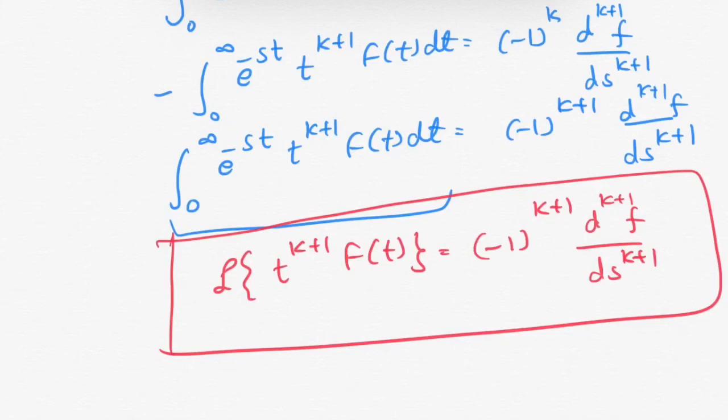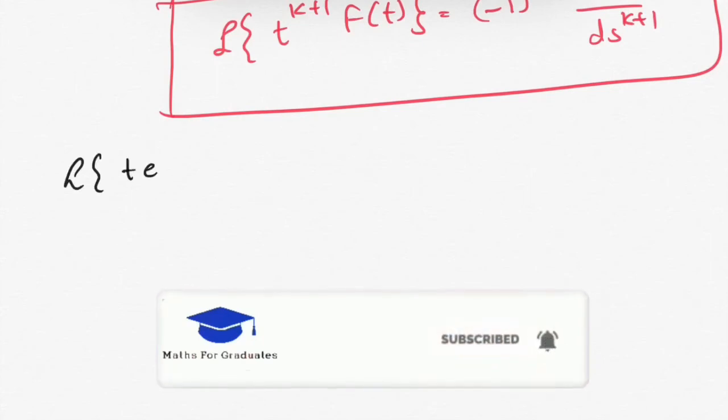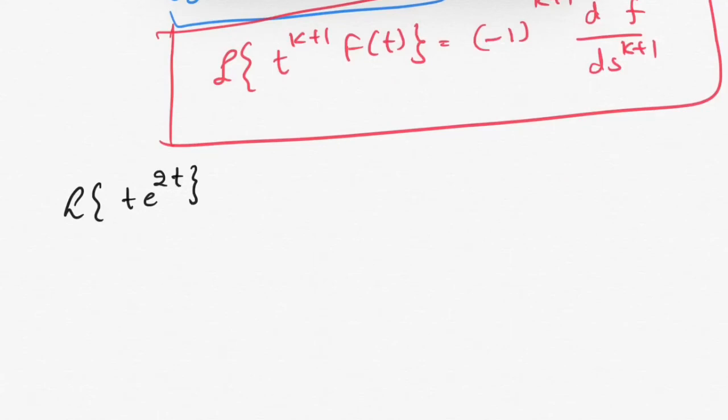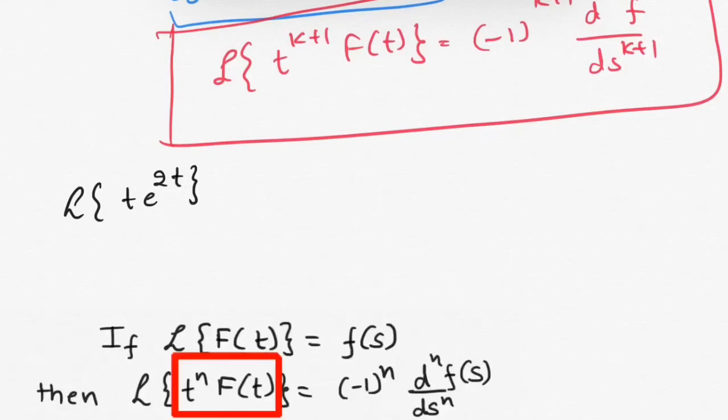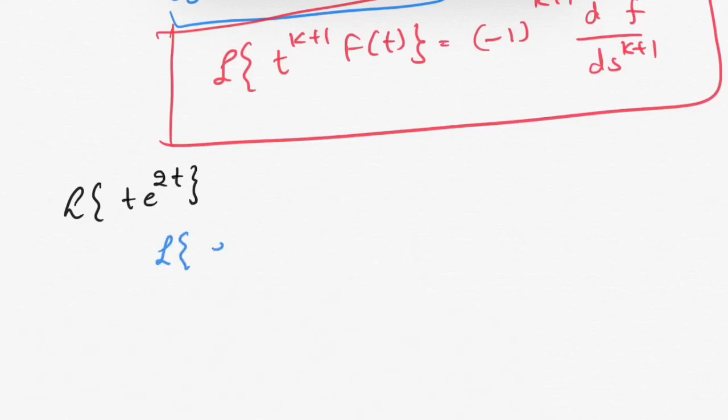Now let's find the Laplace transform of t e^(2t) using this formula. When you compare with the formula, you will see that in place of f(t) we have e^(2t). That means we first have to find the Laplace transform of e^(2t). The Laplace transform of e^(2t) is 1/(s-2), and this is F(s) here.